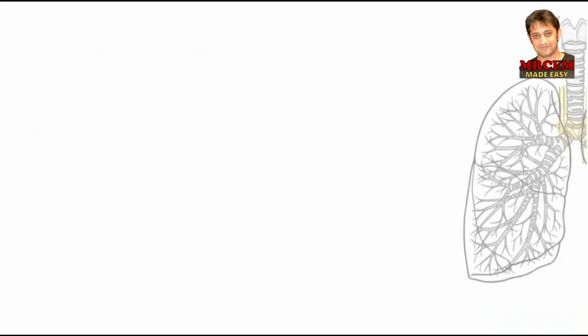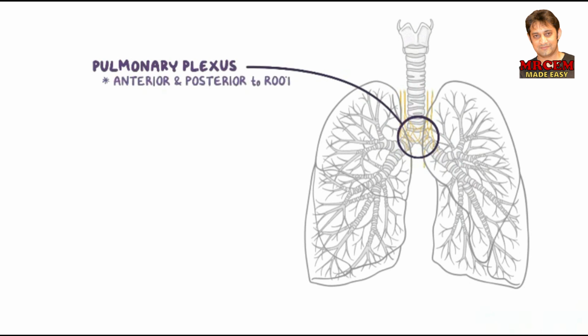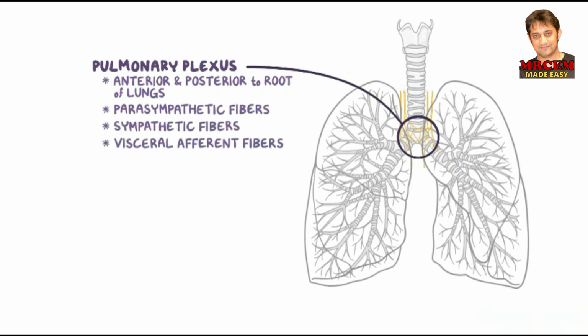After having fun with the lymphatics, let's now tackle the nerves of the lungs and pleura. The nerves of the lungs and visceral pleura come from the pulmonary plexuses, located anterior and posterior to the roots of the lungs, and contain parasympathetic, sympathetic, and visceral afferent fibers.